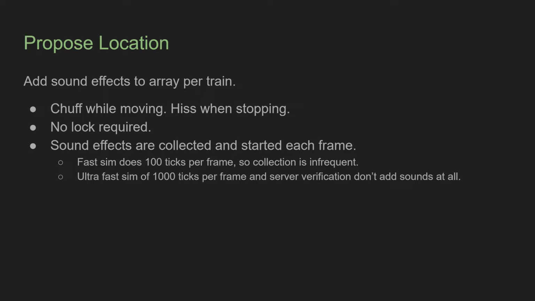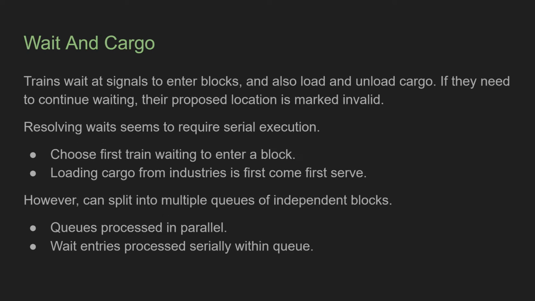When running either in server verification mode or the ultra-fast simulation mode, then no sound effects are added to the array at all. The next simulation step is to handle trains that are waiting at signals. There are two reasons why a train might be waiting at a signal. One is because the block that the train wants to enter is already occupied. The other is if the train is loading or unloading cargo at an industry or a storage area.